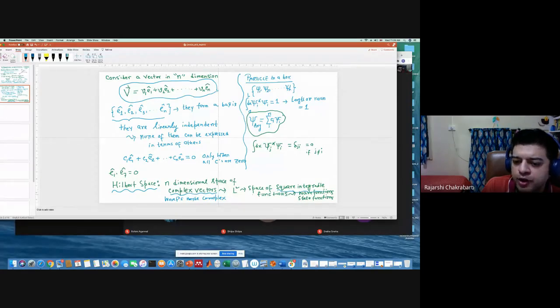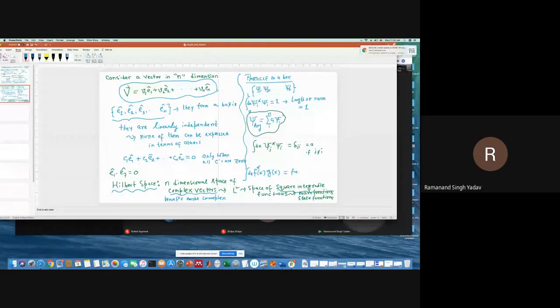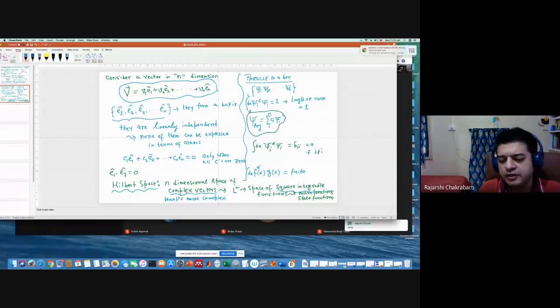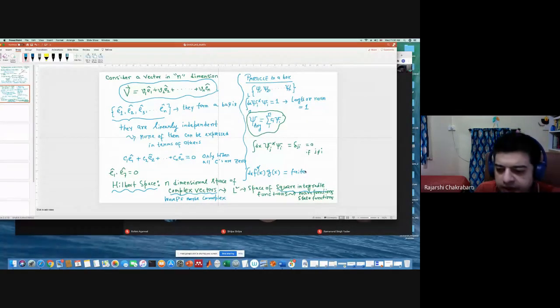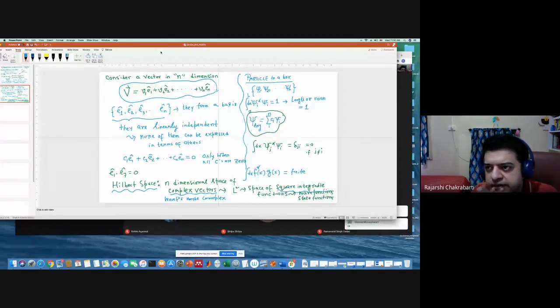How many of you remember square integrability? If I take f of x and g of x, square integrability means the integral of f star x into g x, in one-dimensional coordinate space, has to be finite. Some definite value. So it cannot blow up. This integral cannot blow up. Is this clear? It is very important that these things get clear today. Is this clear? Yeah, very good.